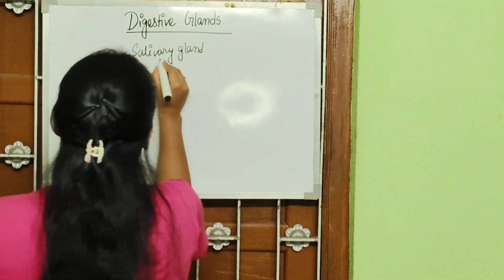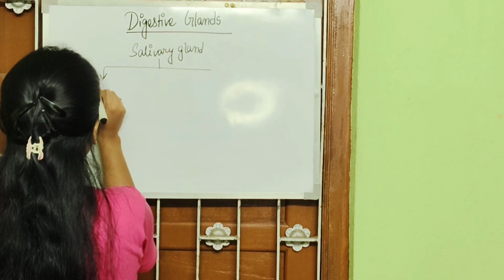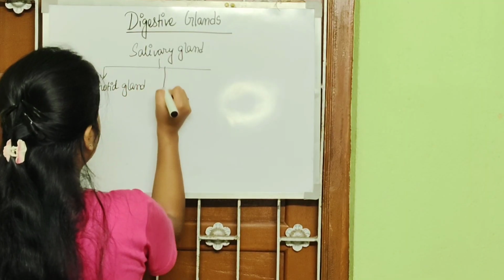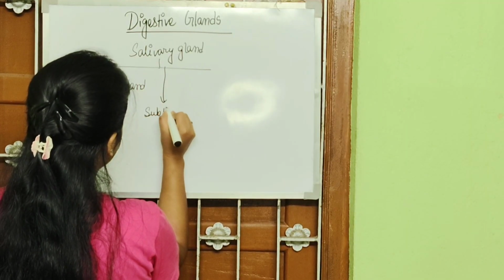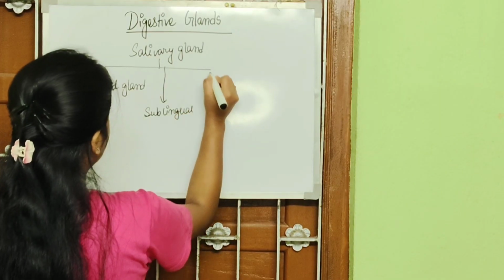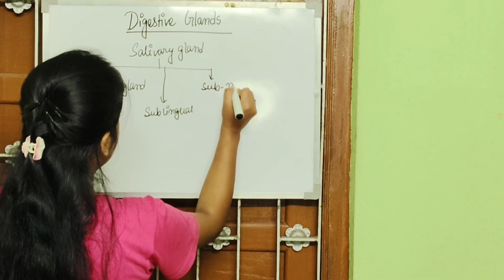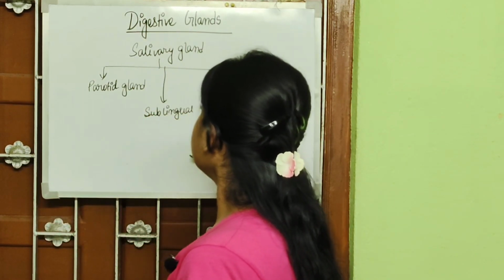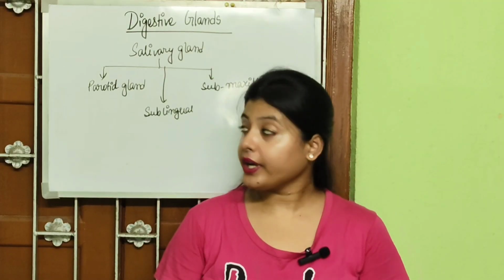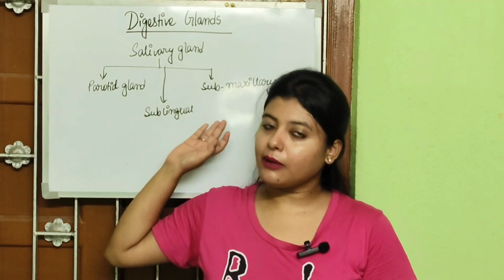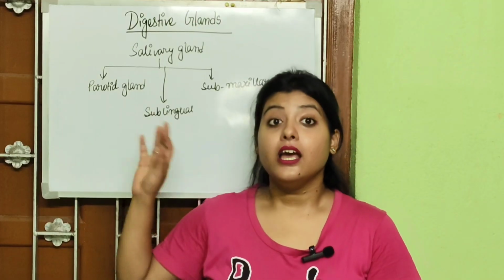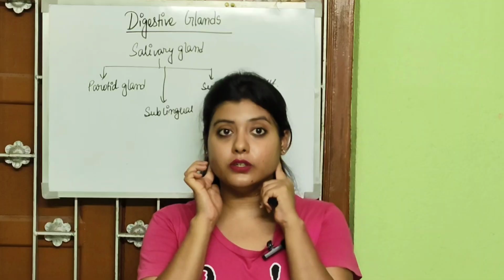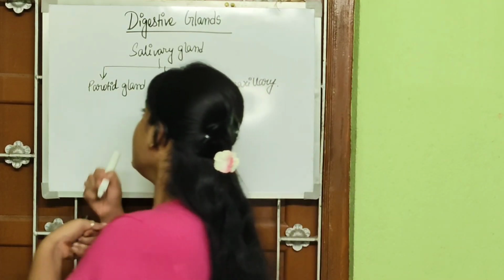So the first one is the parotid gland, then sublingual, then submaxillary. Okay, so these are the three glands of the salivary gland: the parotid gland, sublingual gland and submaxillary gland. The first gland is the parotid gland. The parotid gland is the largest salivary gland, which is present below our earlobe. Okay, the location of the parotid gland is below the earlobe.